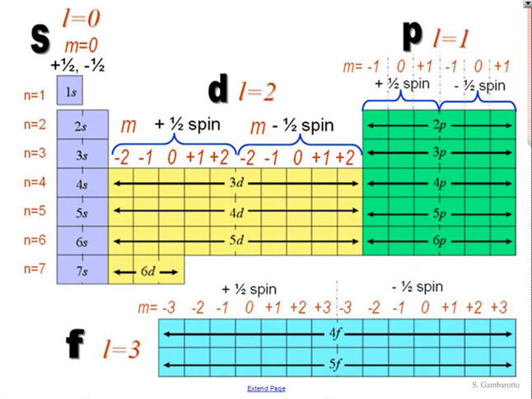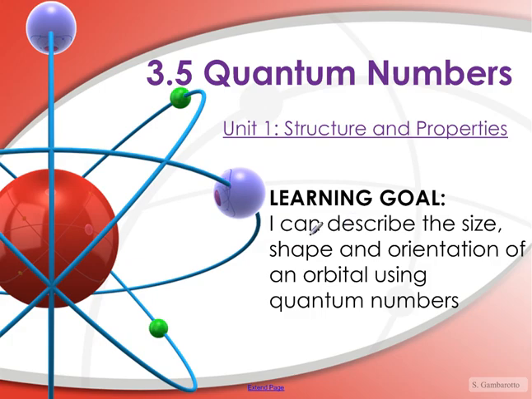What we're going to do in class is look at how this actually works and how to define quantum numbers. If we go back to our learning goal, you should now be able to describe the size, shape, and orientation of an orbital using quantum numbers. So if I tell you that something has an s orbital, you should know that it's a sphere. If I tell you that something has a p orbital, you should know that it's a dumbbell shape. We're going to go through a bunch of examples in class.